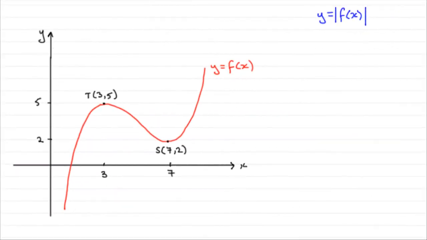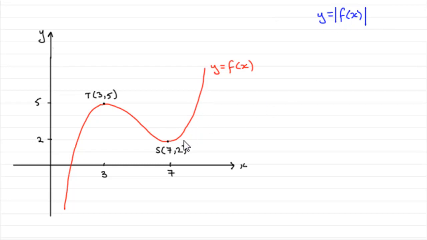Now in this last part of the question, we've got our graph of y equals f of x and the turning points T and S, and we've got to sketch the graph y equals the mod of f of x. What does the mod mean? Well, it essentially means that all the values coming out of this have got to be positive. All the y values must be positive.